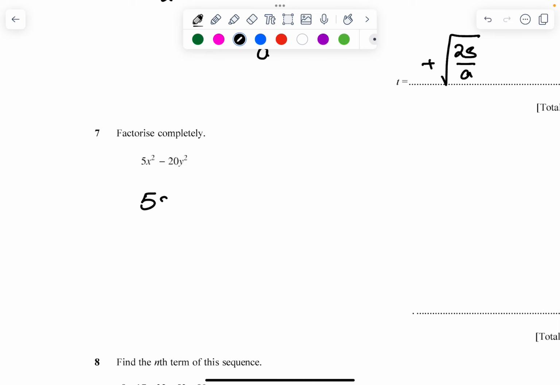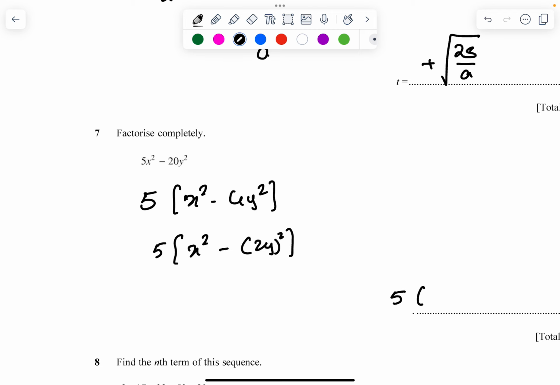Factorize. 5x common. So what does it become? 5 only common, not 5x common. So 5 common, it becomes x square minus 4y square. So it becomes 5 times x square minus 2y whole square. So 5 times x plus 2y and x minus 2y.